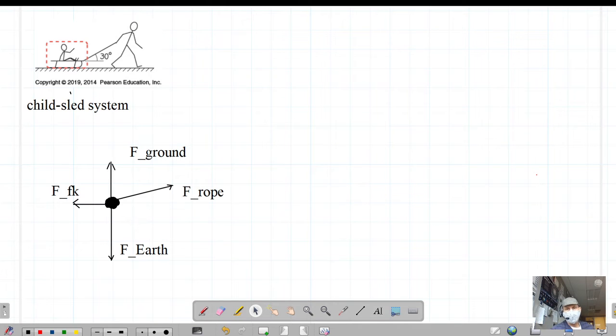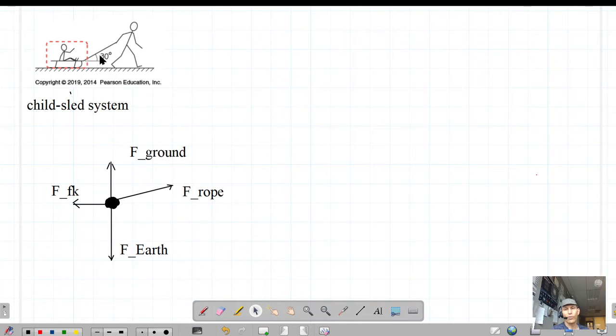Hello students. In this video I'm going to show you how to write equations for forces in 2 dimensions, and then also how to deal with vector component forces and a little bit about the force of friction. So I have a diagram from the textbook of a person pulling a child on a sled across the ground.